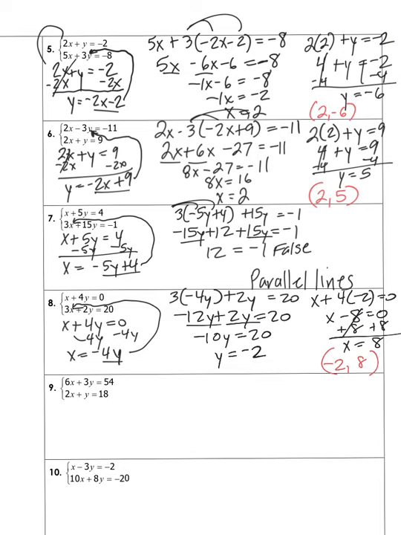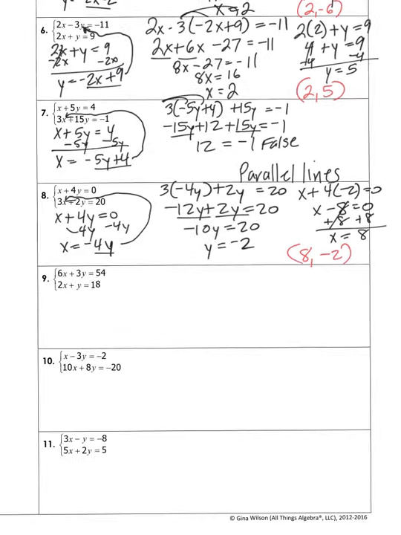Oh, I have this backwards. I did everything right, but when I wrote them in an ordered pair, x comes first. Okay. Number 9.